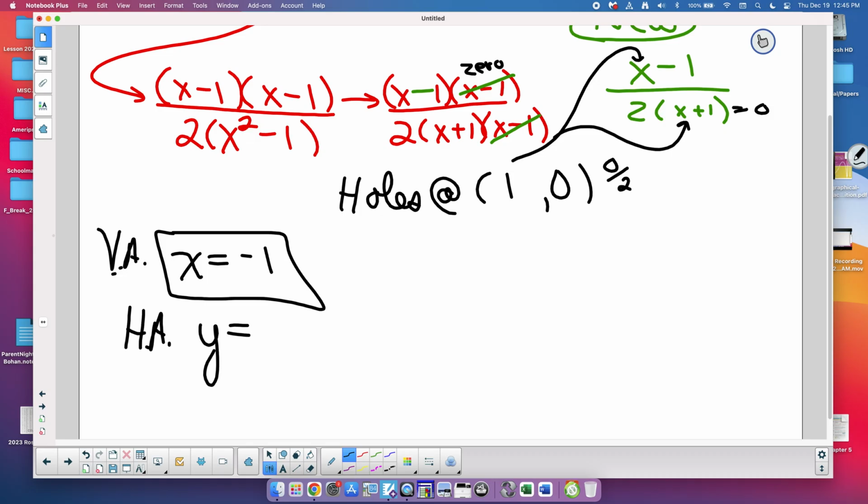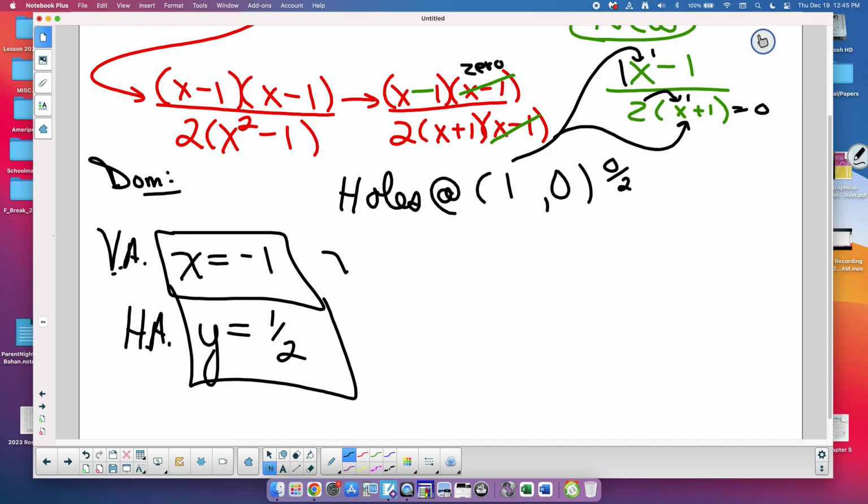Horizontal. This is kind of your memory now. If the top degree and the bottom degree are exactly the same, then it's leading coefficient over leading coefficient. This is x to the first, this is x to the first, isn't it? That's 1x to the first. This is 2x to the first. So what is it? 1/2. It's leading coefficient over leading coefficient. Okay, what's next? Let's go back to domain. Domain is everything except the vertical asymptote. You don't get any answers there.